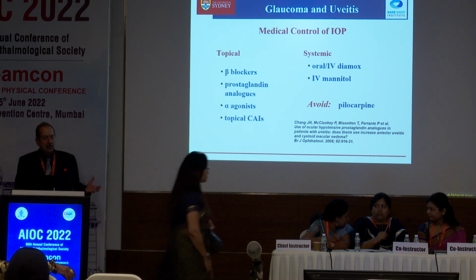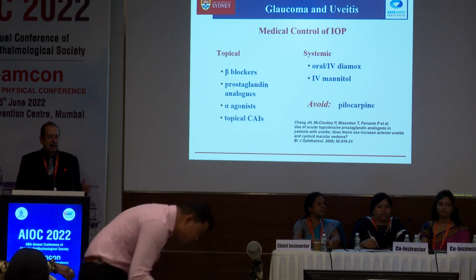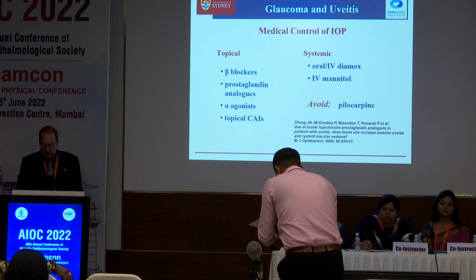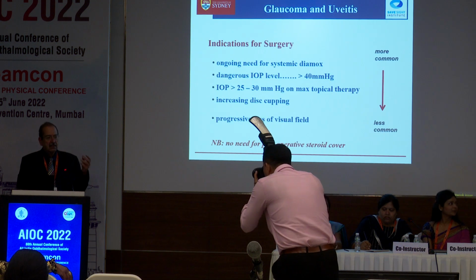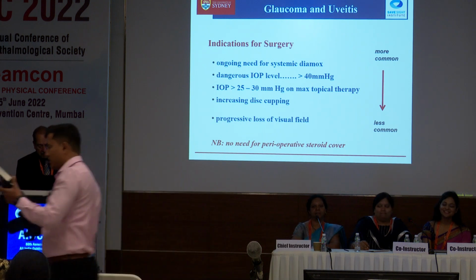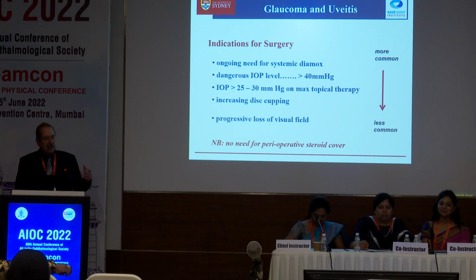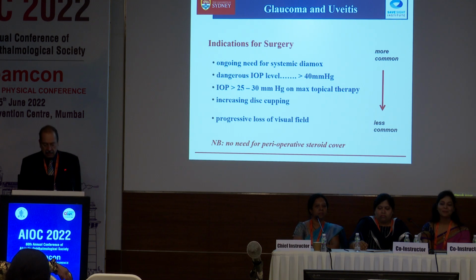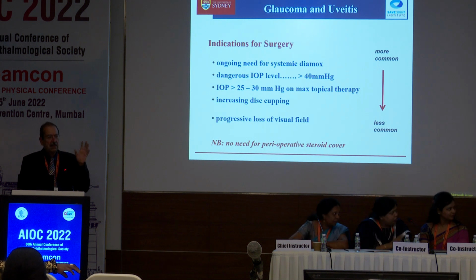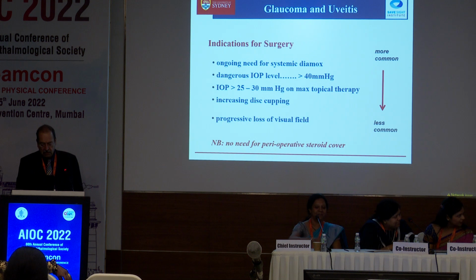I'm not going to dwell too much on the medical management. It's fairly straightforward, and you can understand why the one thing to avoid is pilocarpine. It's really the surgery which is the key in many cases of uveitic elevation of intraocular pressure. So the indications for surgery are uncontrolled intraocular pressure on maximal medical treatment, and very rarely increased cupping and visual field loss. But most often it's an alarming rise of intraocular pressure which is uncontrolled.